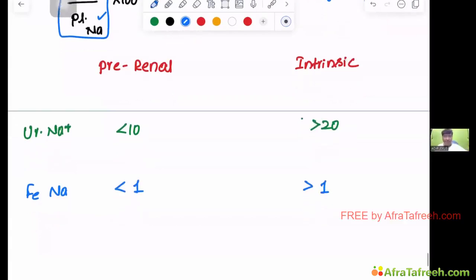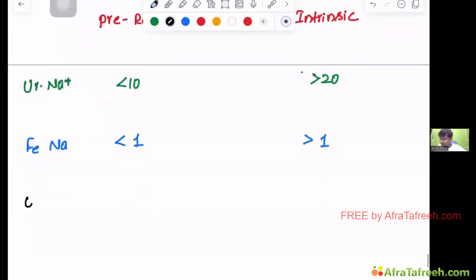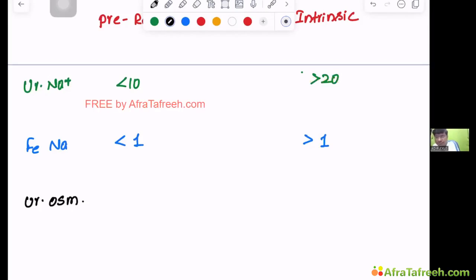Then another important parameter which helps in differentiation is urine osmolality. So please tell me, in which scenario will the urine osmolality be more? Because we have discussed the concept now, you should tell me in which conditions the urine osmolality will be more. Swati, can you just elaborate your answer, because you just said renal. So is it prerenal or intrinsic renal, Swati?